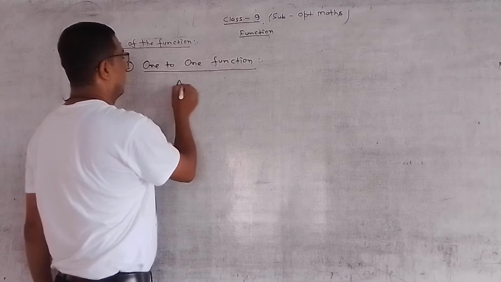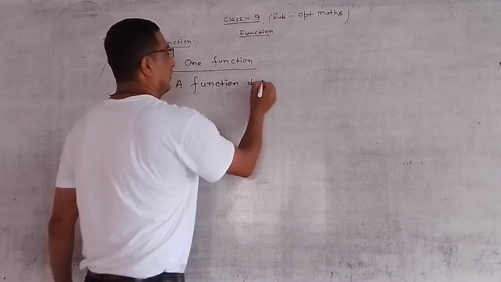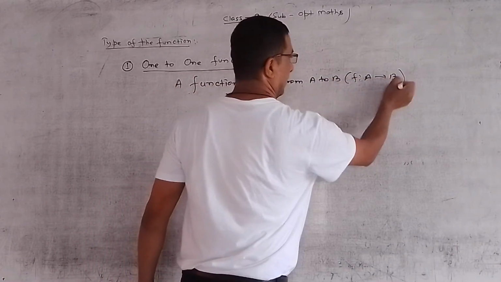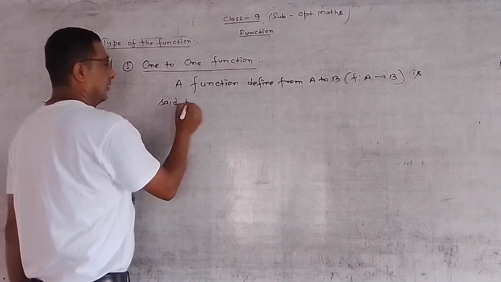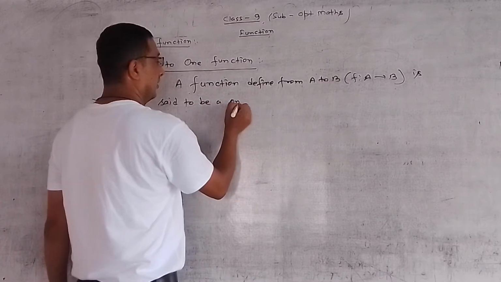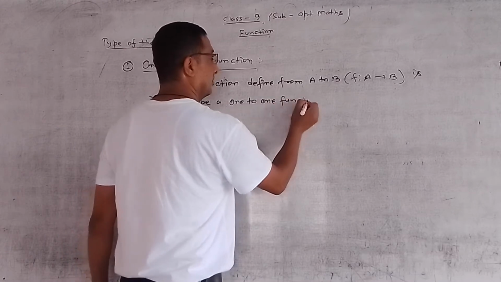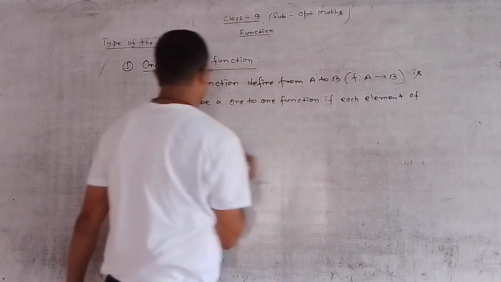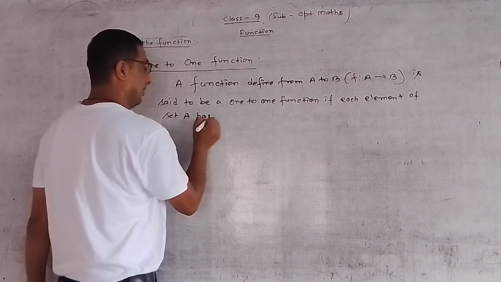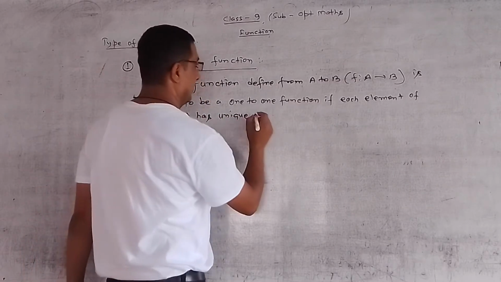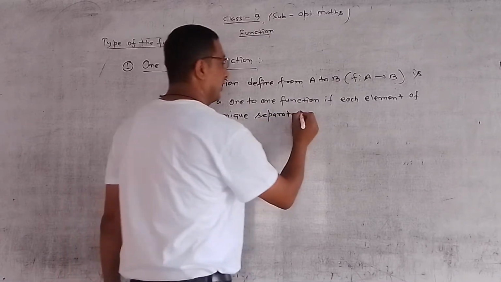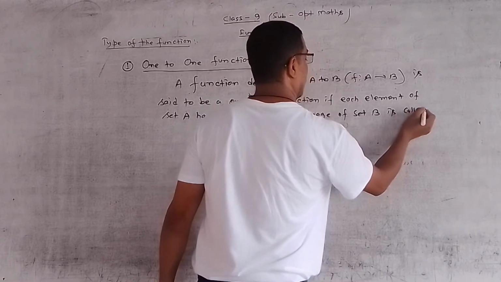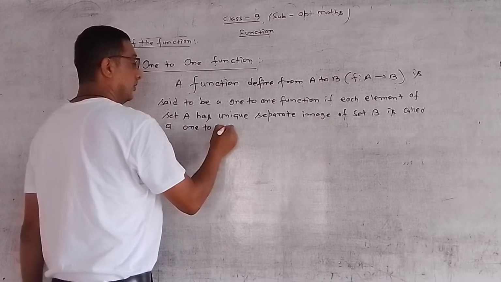So, a function defined from A to B is said to be a one-to-one function if each element of set A has a unique, separate image in set B. It is called a one-to-one function.